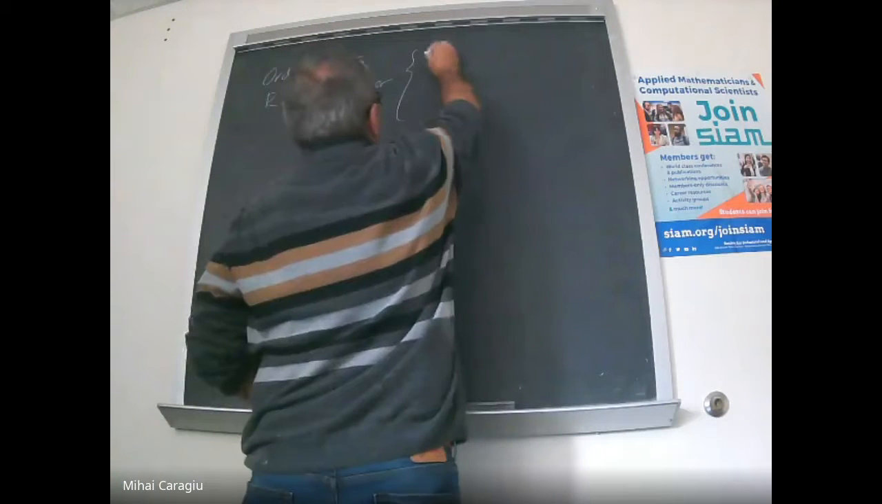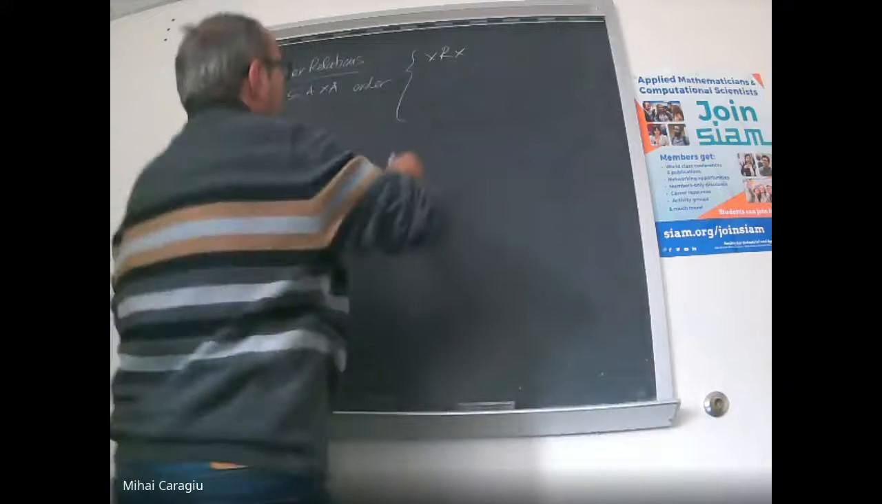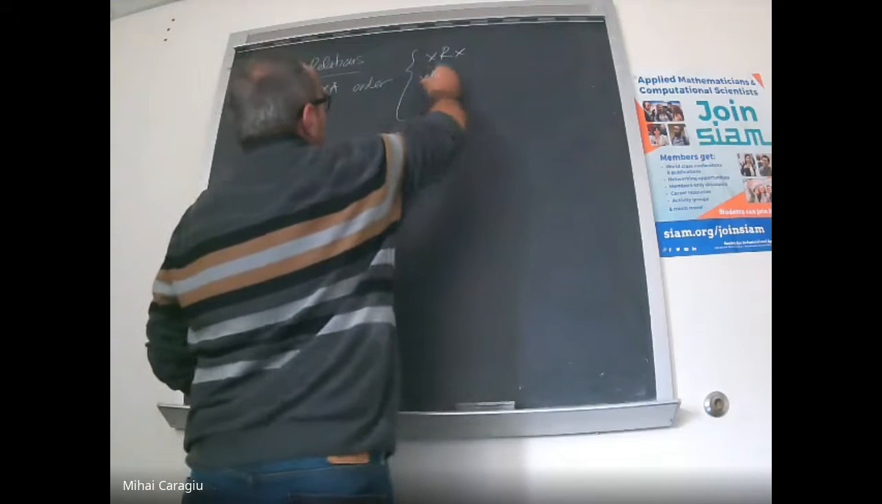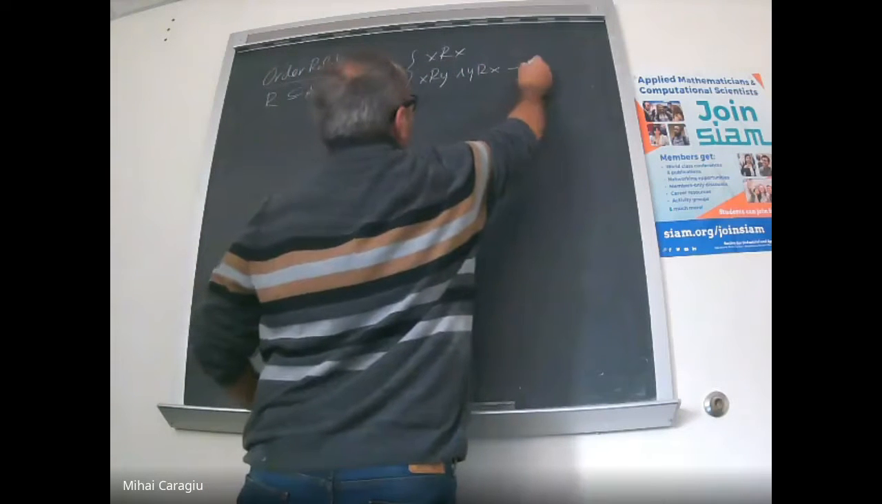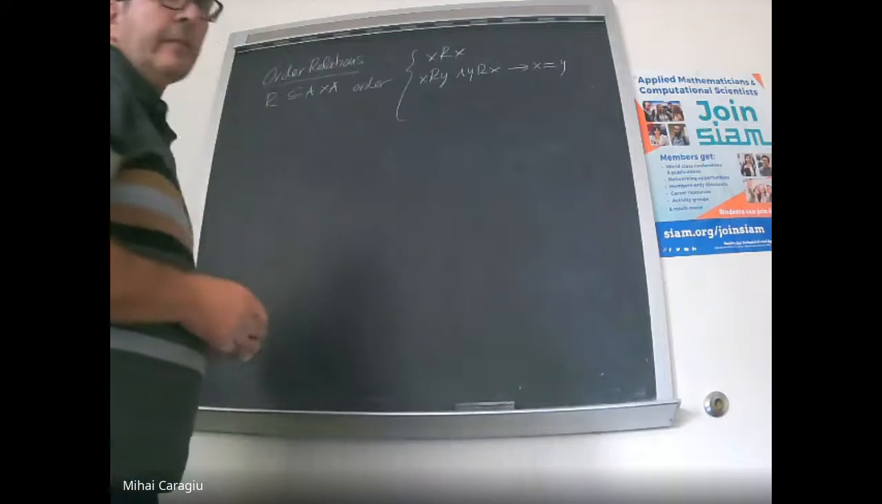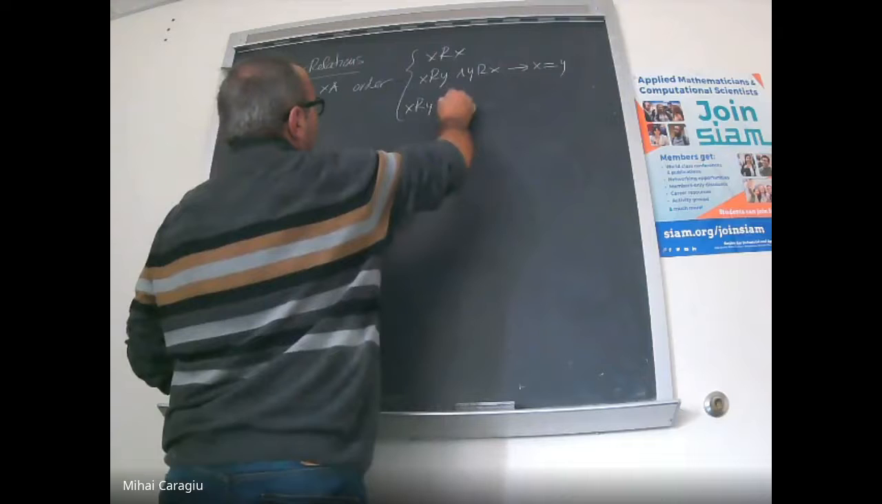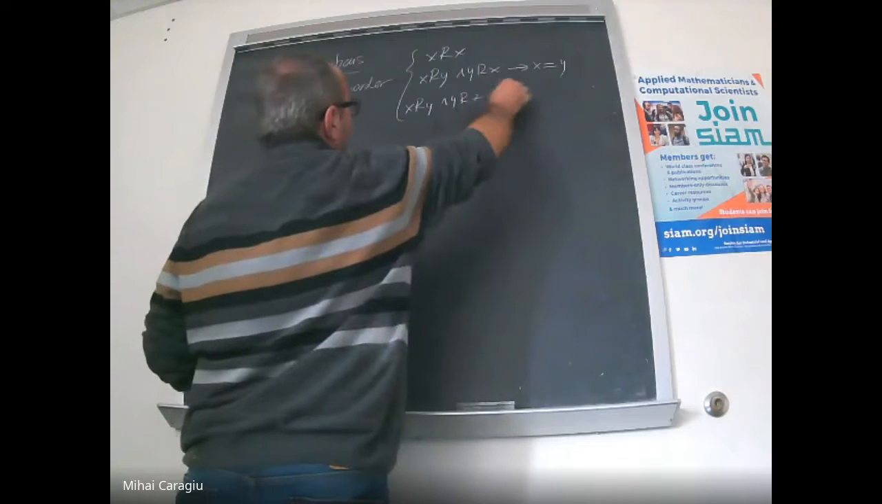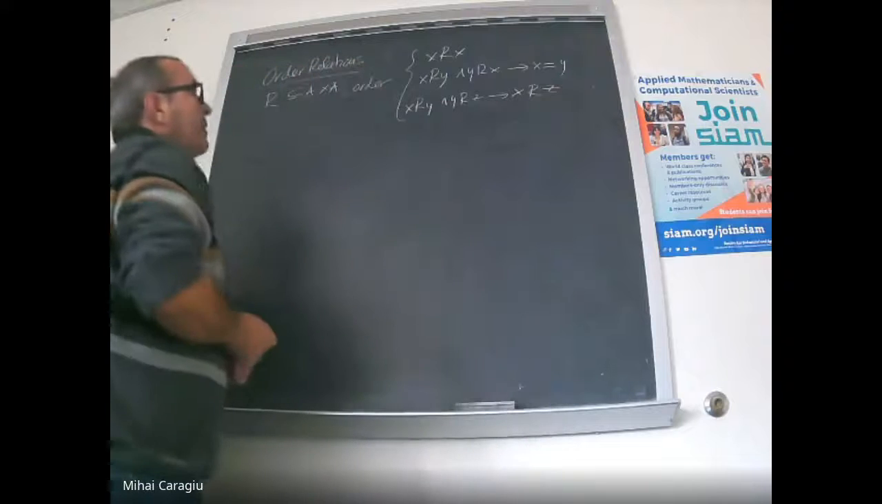First of all, reflexive: X R X, for every X. Then antisymmetric: X R Y and Y R X implies X equals Y. And transitive: X R Y and Y R Z implies X R Z. So these are the order axioms.